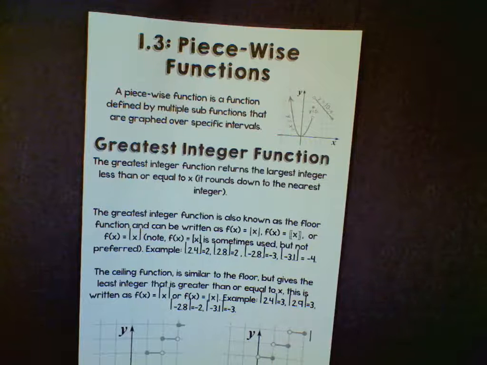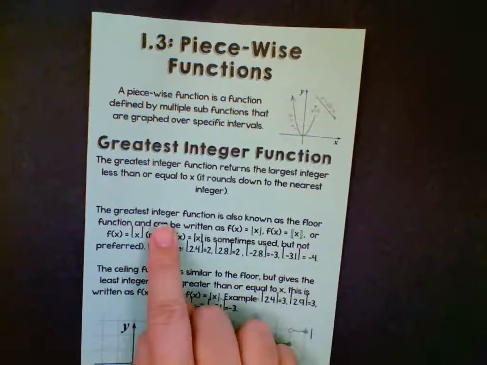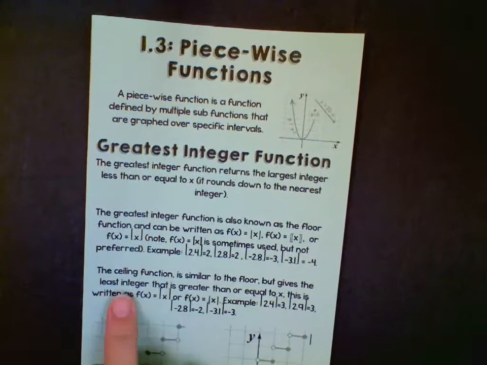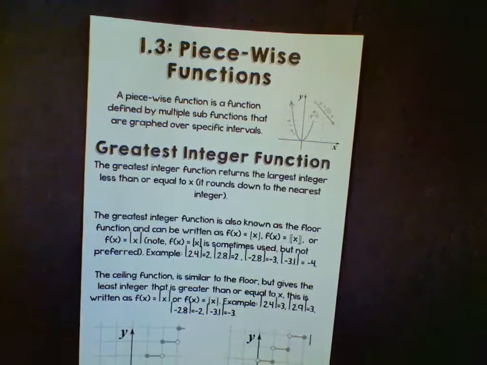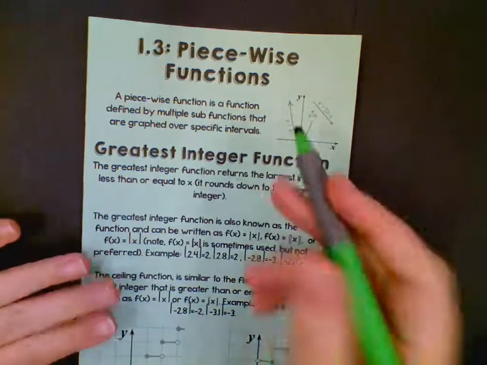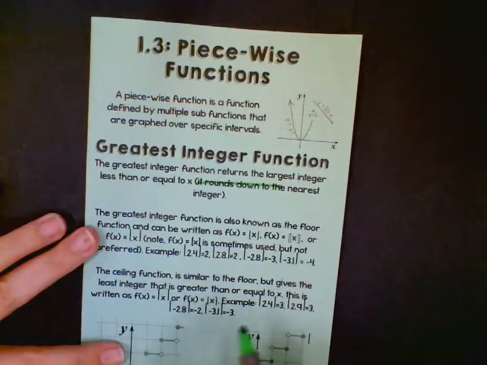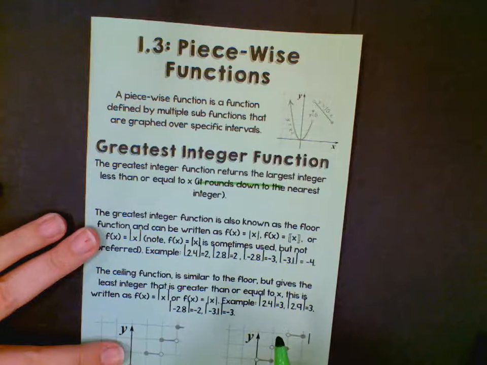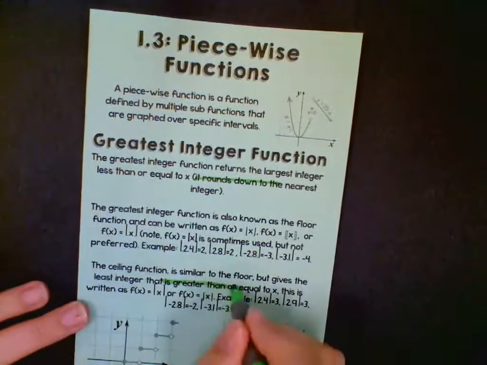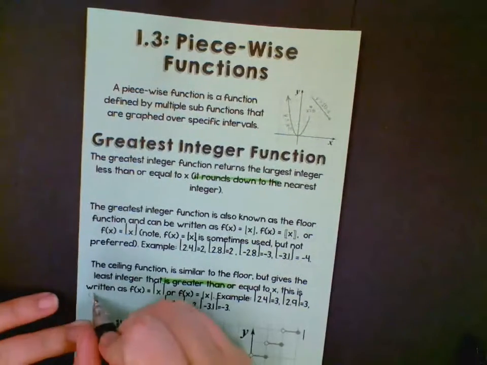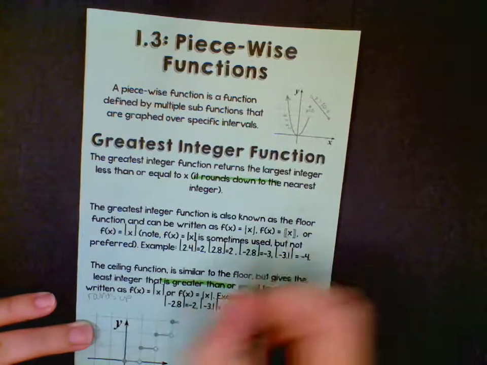And we also have something called the greatest integer function, and that is a function that just rounds. Okay, so there's two different types. There's the greatest integer function, which is also called the floor function, or the ceiling function. The greatest integer function rounds down to the nearest integer below it, whereas the ceiling function gives the integer that is greater, so it rounds up. Okay, so this one rounds up, and this one rounds down.